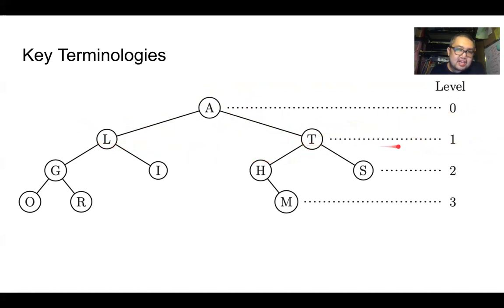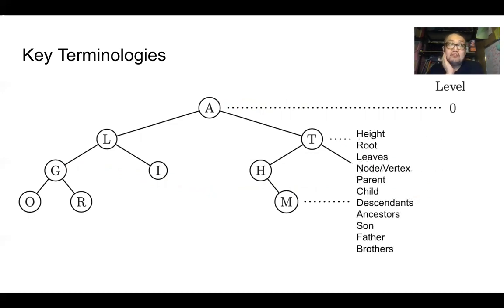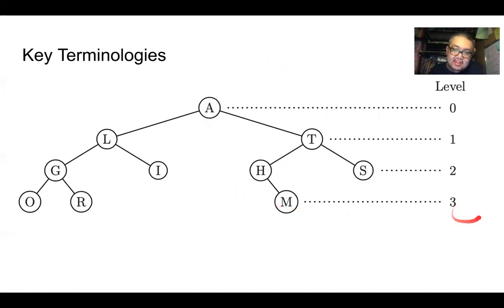Nodes L and E are at level 1 because they are one level away from the root. Nodes G, I, H, S are at level 2 because they are 2 levels away. And obviously, nodes O, R, and M are at level 3 because they are 3 levels away. Some more terms: height. Essentially, the height is the highest level in the binary tree. So we have here a binary tree of height 3.